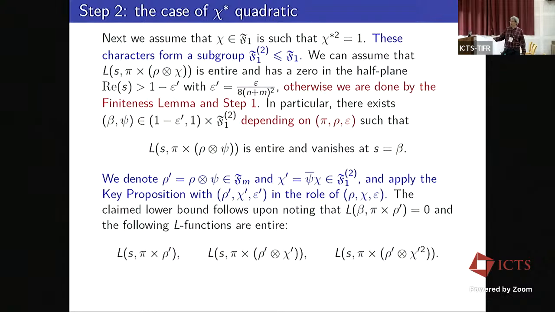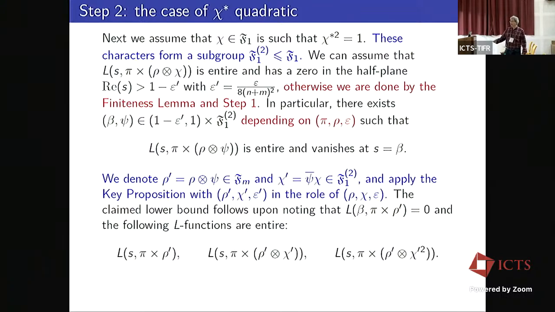So this beta comes from the assumed exceptional zero of some GL1 twist. So we assume some GL1 twist has a zero close to the 1 line. That means some other GL1 twist has a beta zero close to 1, and our L_S of pi twisted by rho prime now has a real zero beta close to 1. And I claim that the key proposition is applicable because the other two guys, the chi prime twist and the chi prime square twist, are also entire. Well, the middle guy is entire because the middle guy is the same as the original twisted Rankin-Selberg L function that was assumed to be entire.